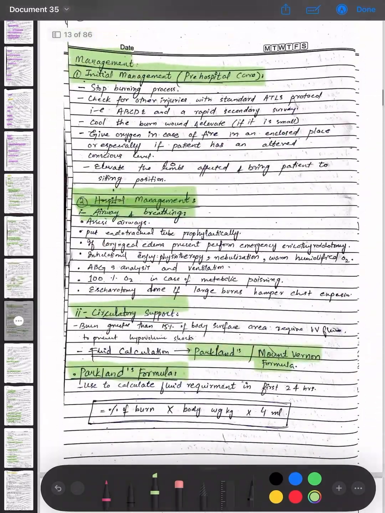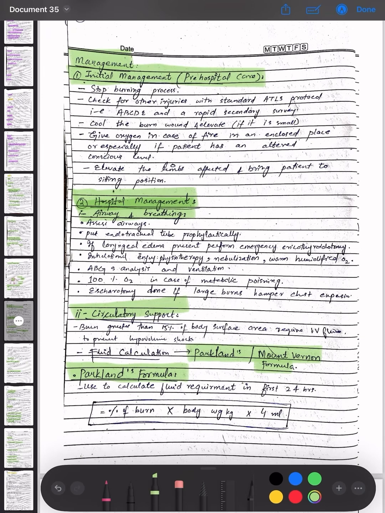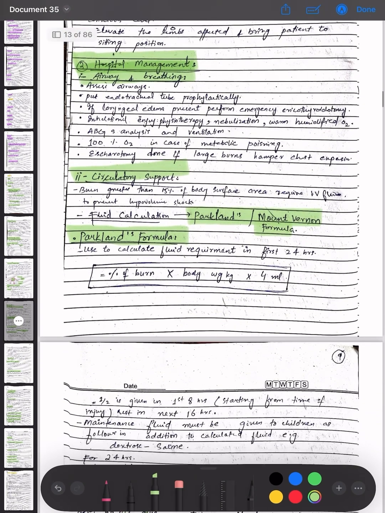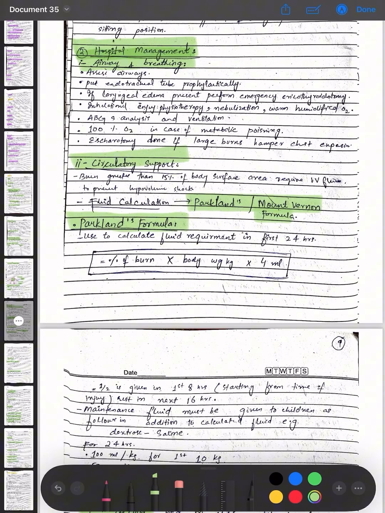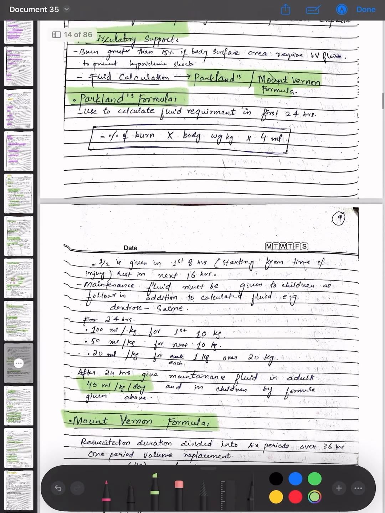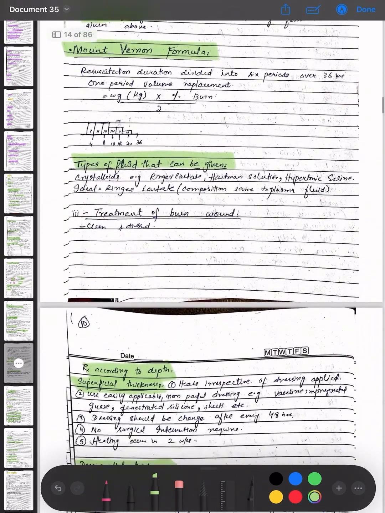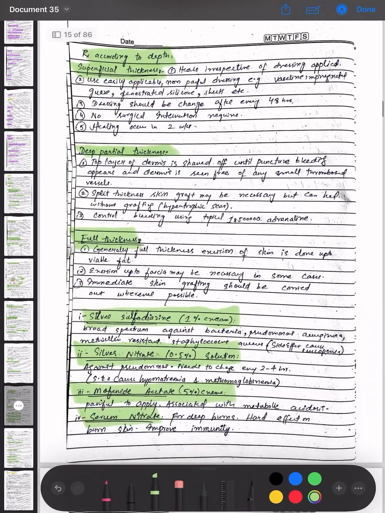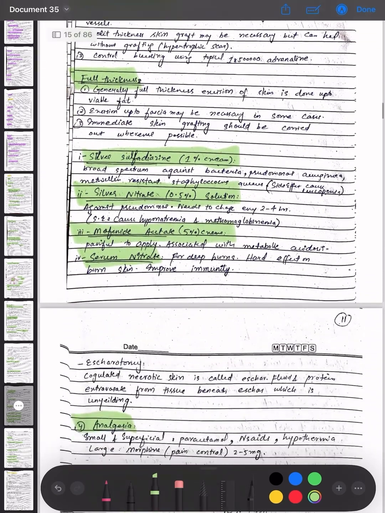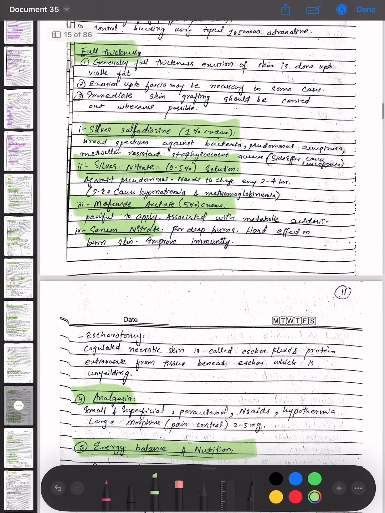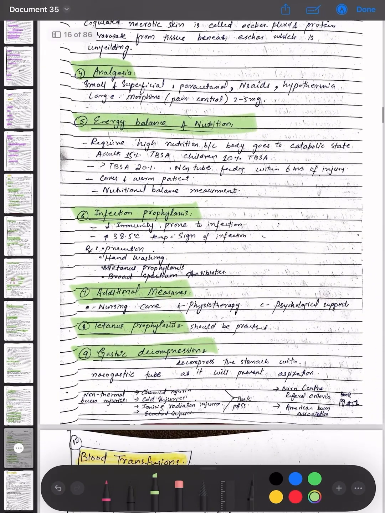In management we first do the initial management, then the hospital management. In hospital management we first do airway and breathing, and then circulatory support. For circulatory support we give fluids, and we calculate them from Parkland's formula and Mount Vernon formula. Then what types of fluids can we give, and then the treatment according to depth, that is superficial, deep partial thickness and full thickness, and the creams that can be applied: silver sulfadiazine, silver nitrate, mafenide acetate, and cerium nitrate. Analgesia is given, energy balance and nutrition is applied, infection prophylaxis is given, additional measures are done, tetanus prophylaxis is done, and gastric decompression is done.